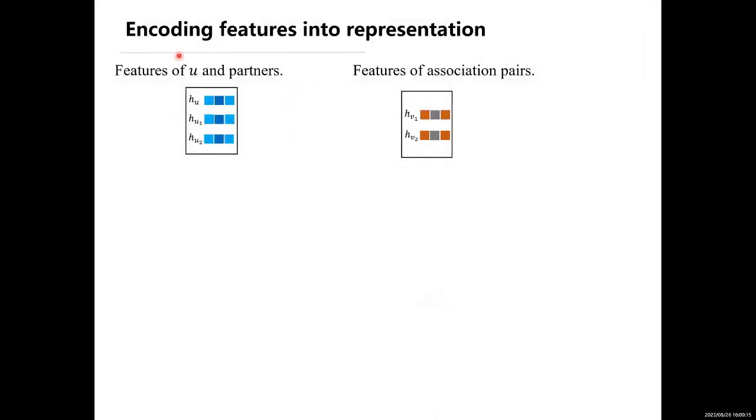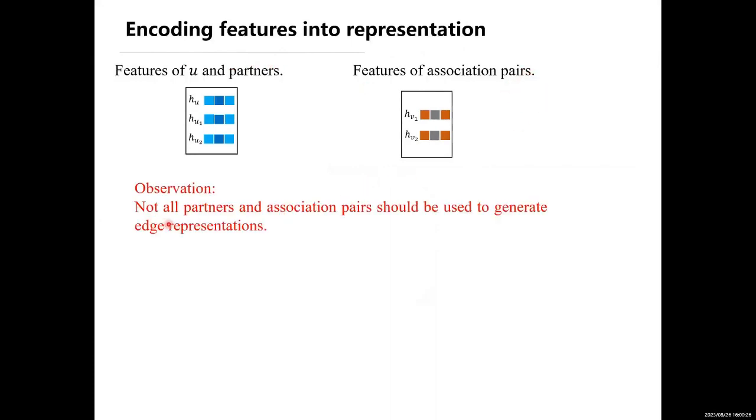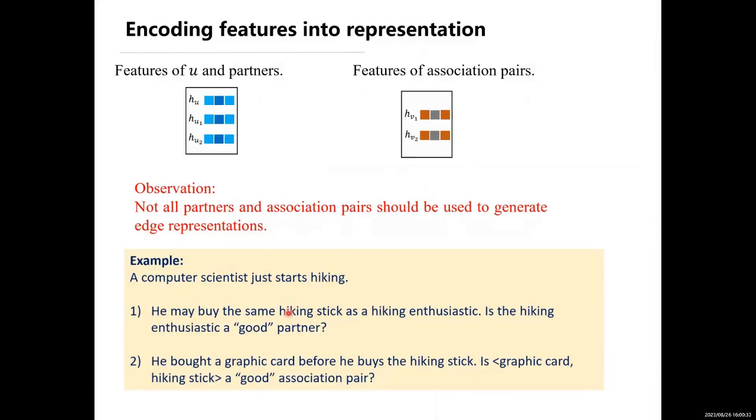Next, we use an encoder to encode the features into representations. Because we have the feature vectors for the partners and the association pairs, we observe that not all partners or association pairs should be used to generate edge representations. Here is an example. Assume a computer scientist just starts hacking. He may buy the same hacking stick as a hacking enthusiast. So is the hacking enthusiast a good partner? We don't think so, because they don't have much in common.